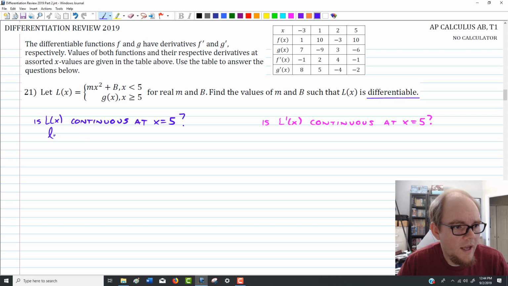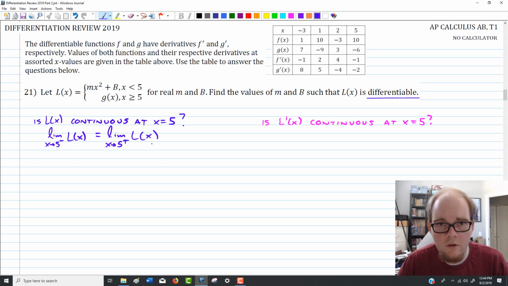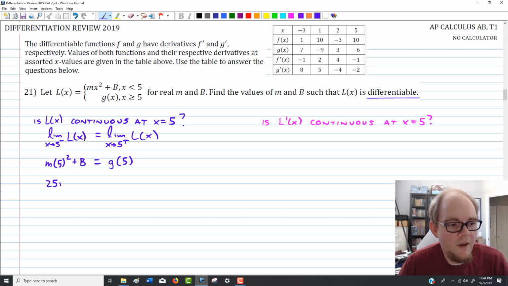So in this case, what we're going to be looking at is the limit as x approaches 5 from the left of L of x, and we need to make sure that that limit is equal to the limit as x approaches 5 from the right side of L of x. As far as values, we can literally plug in the x values here. We could also do an intermediate step if we wanted. I'm not going to. So on the left, we'll have m times 5 squared plus b is equal to g of 5. And cleaning this up just a little bit, 25m plus b is equal to g of 5, which is negative 6. So there's our first equation.